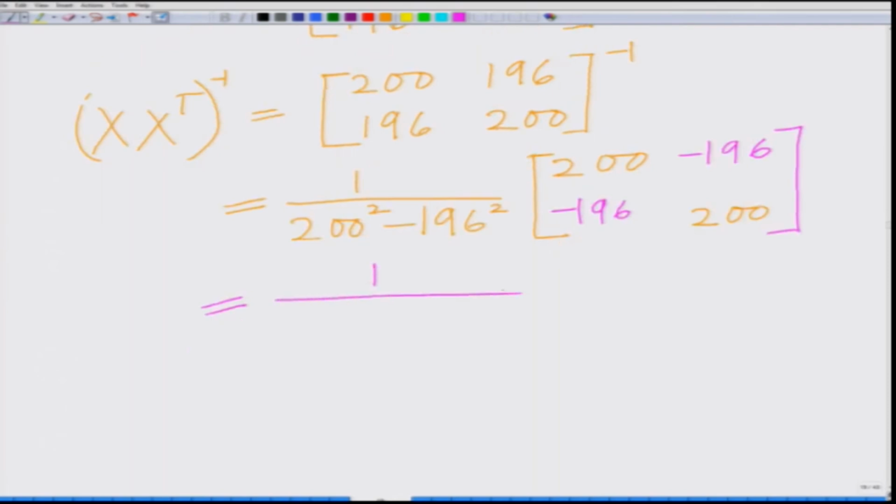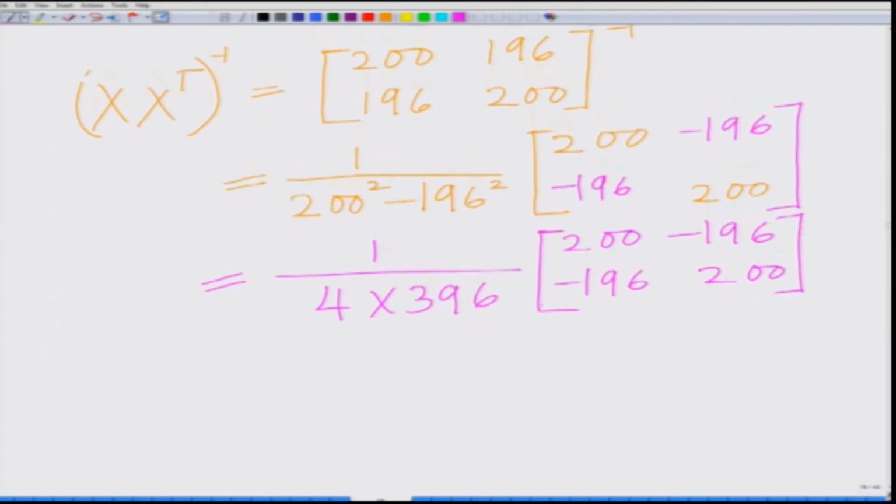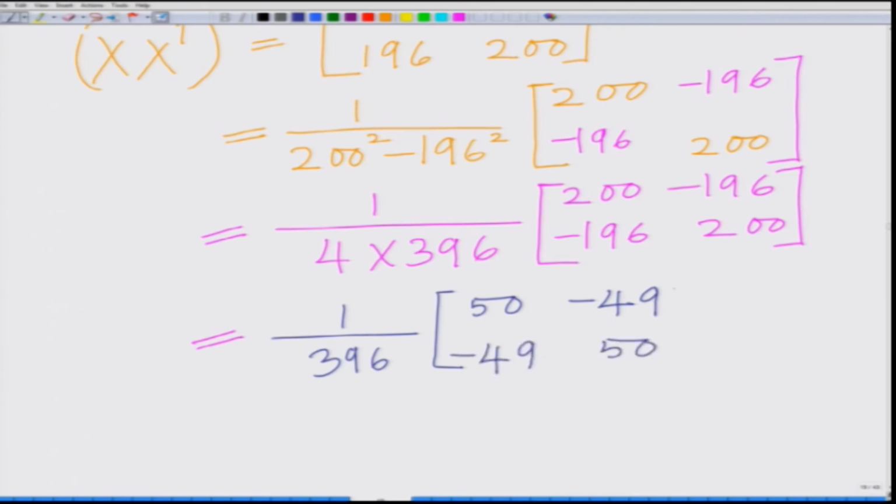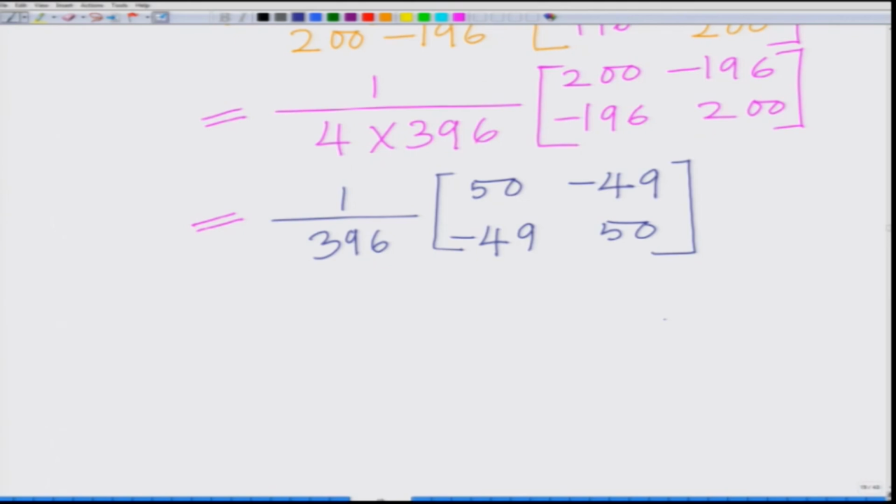and now this can be simplified as you can see 1 over 200 square minus 196 square, that is 1 over 4 into 396 times 200 minus 196 minus 196 200, and cancelling the factor of 4, this is basically equal to 1 over 396 times 50 minus 49 minus 49 and 50. Okay. So, this is basically what you get.